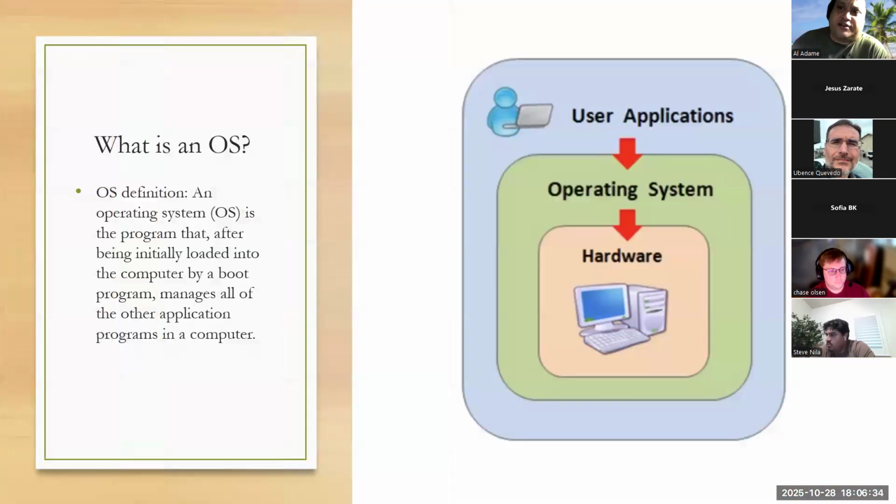So what is an OS? By definition, an operating system is a program that, after being initially loaded, because when you turn a computer, a laptop, desktop, whatever it may be, goes through what's called a post test, right? Where it checks itself, turns on, loads.